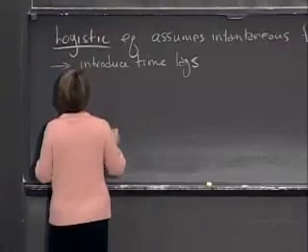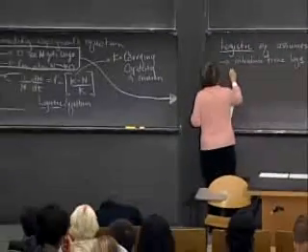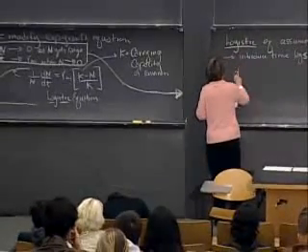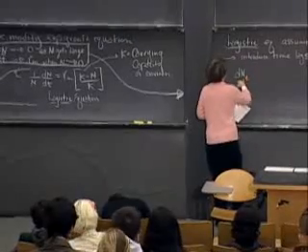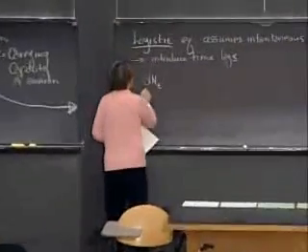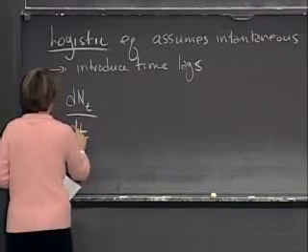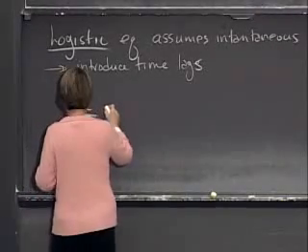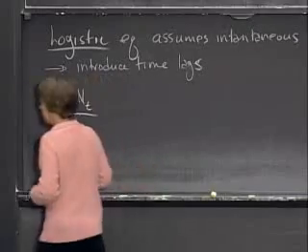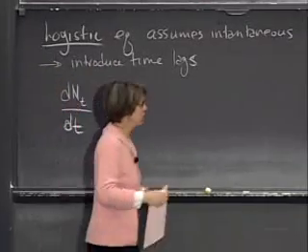So how do we introduce time lags into the logistic? Well, the simplest way is to introduce time. So we're going to say dn at some time t, dt. Let me just make sure that's not ambiguous.